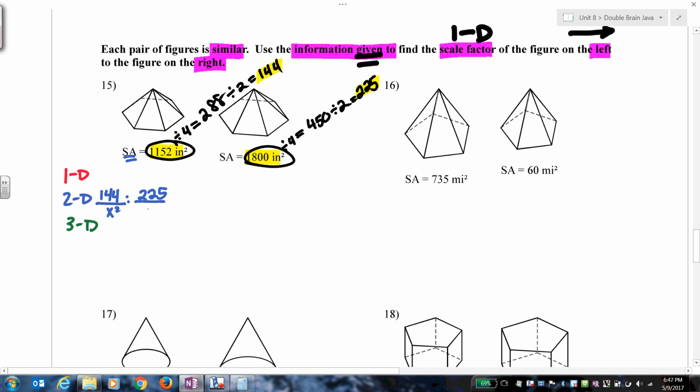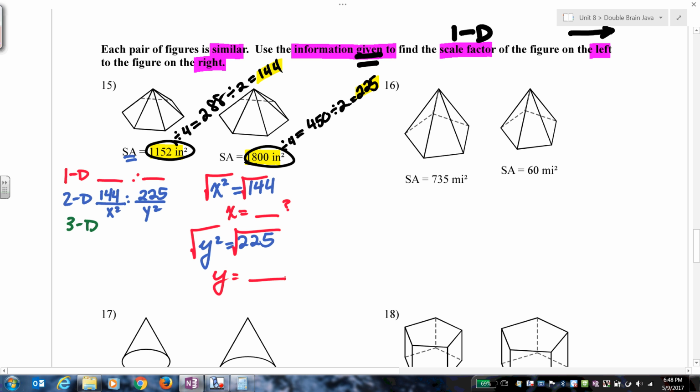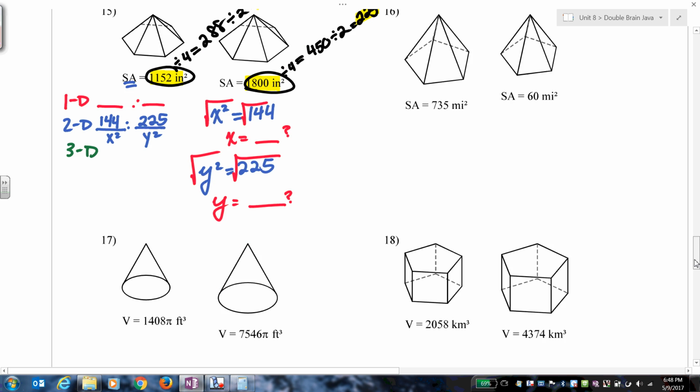This is the x squared, y squared position. We want to go back to the first dimension, which is just x and y. So if our x squared is 144 and our y squared is 225, our job is to figure out what's our x and what's our y. Pause the video, do that problem.